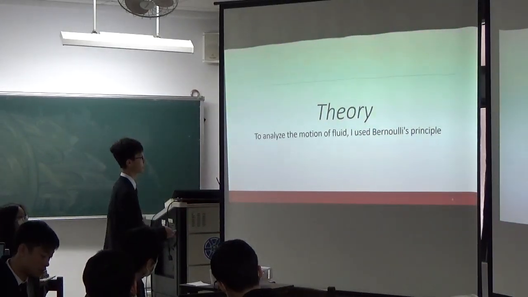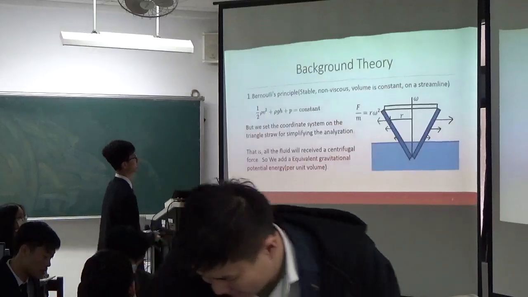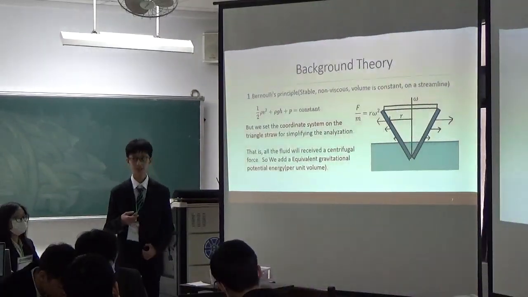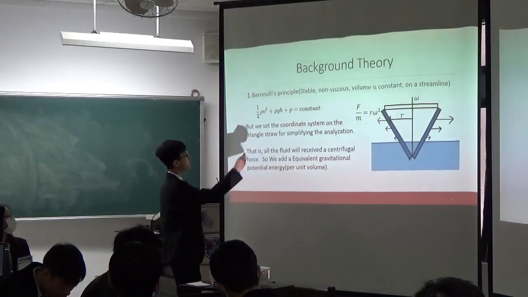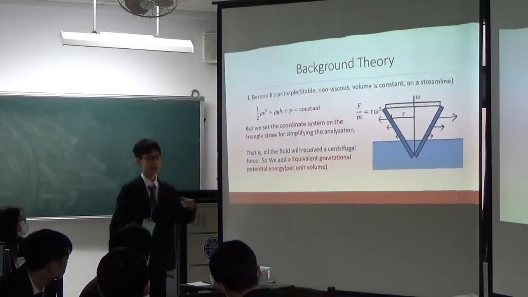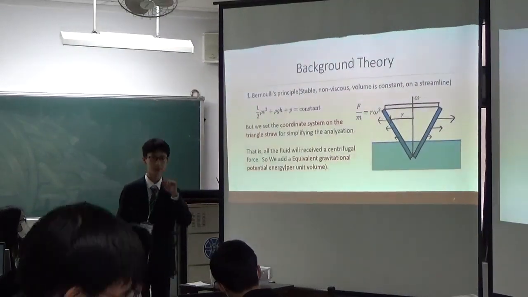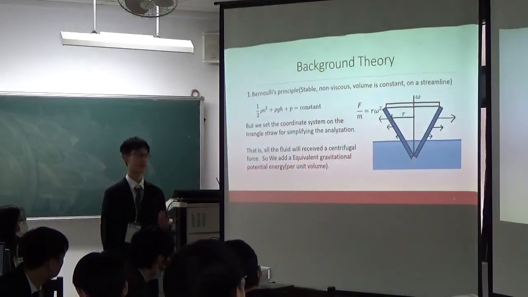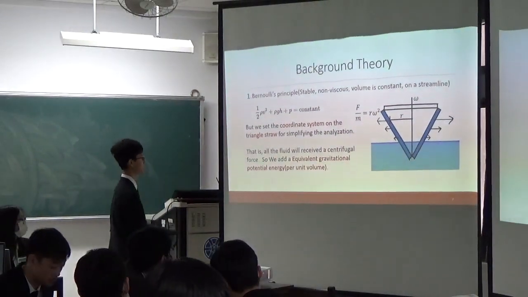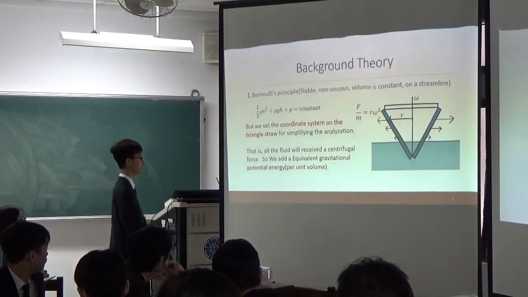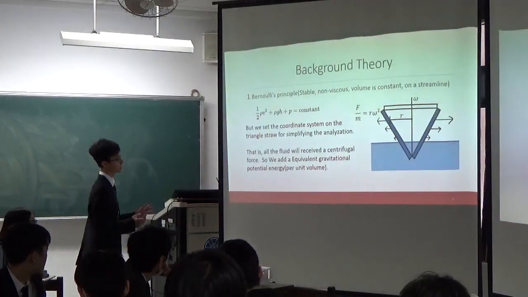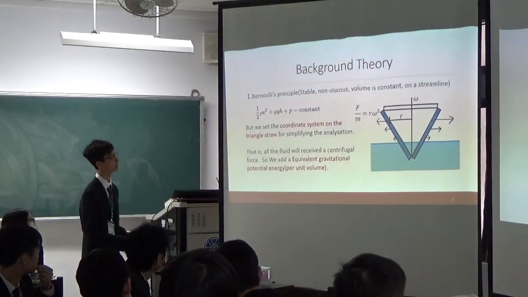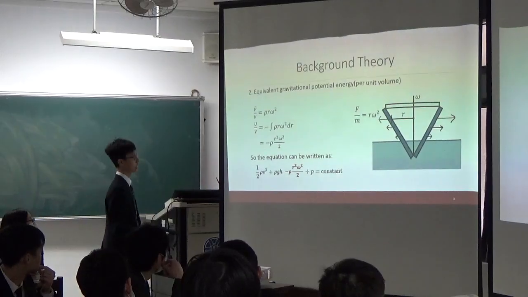To analyze the motion of fluid, I use Bernoulli's principle. To introduce Bernoulli's principle, the mechanical energy per volume is like here, plus P equals a constant. But when we do our analysis, we set a coordinate system on the triangle straw, related with the triangle straw, to simplify the analysis. That is, all the fluid will receive a centrifugal force outward. So we need to add an equivalent gravitational potential energy to this volume. Okay, this is the calculation.